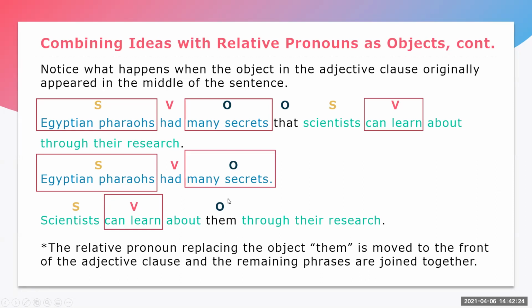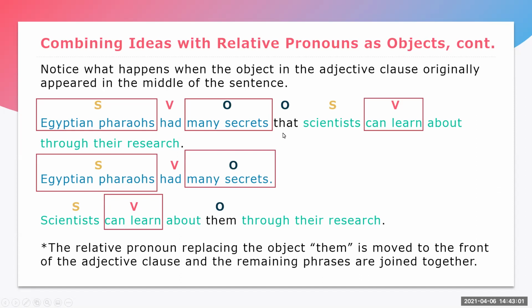Notice that the object pronoun them in the second sentence refers to many secrets. So we want to replace them with the relative pronoun that. And just like we did in the previous example, that gets moved up to the front of the adjective clause so that we have that scientists can learn about through their research. We can then place this adjective clause after the noun phrase many secrets. And we're done.